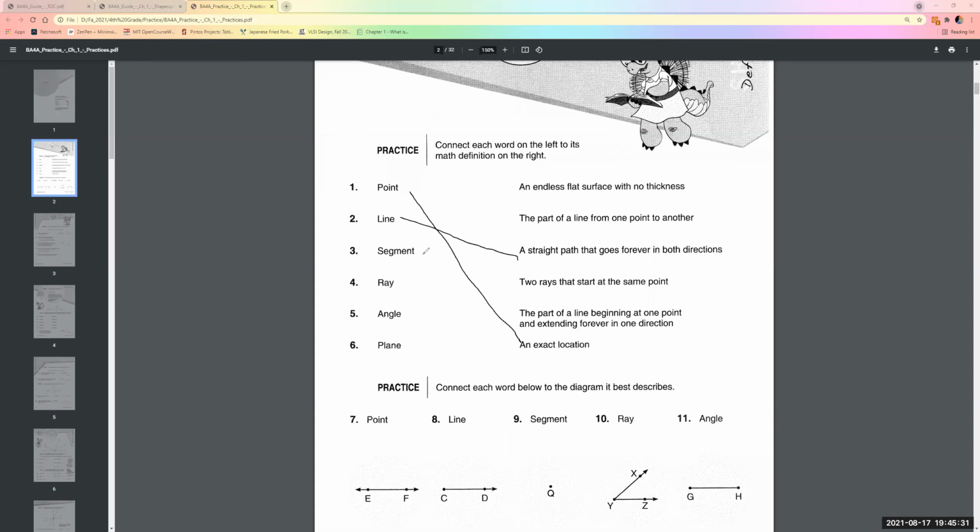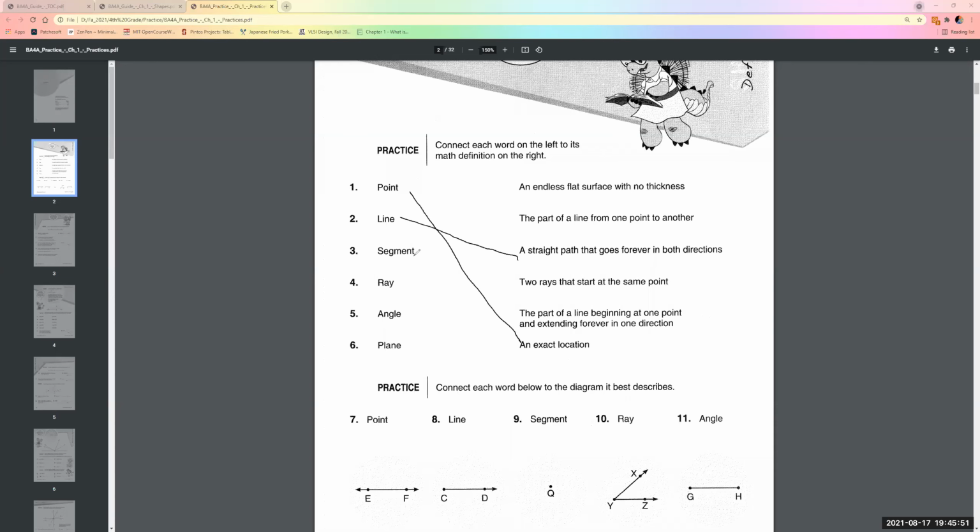The part of a line beginning at one point and extending forever in one direction. So that is actually a ray. A ray starts at one point and extends on forever. A segment has one part of a line going from one point to another.